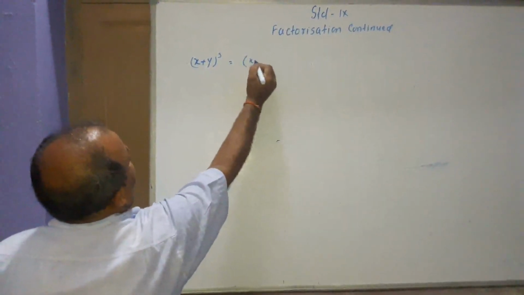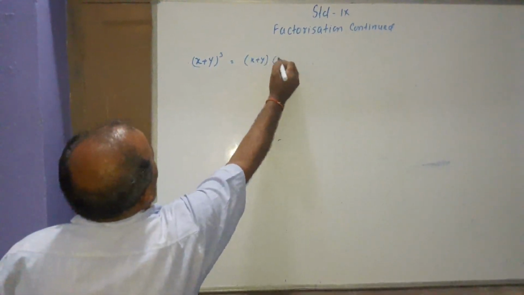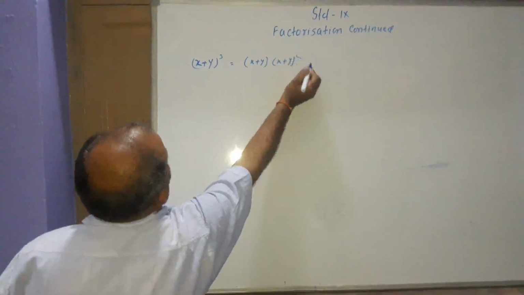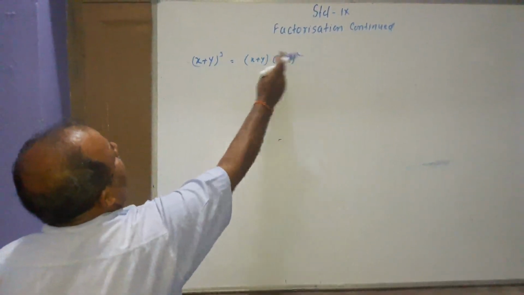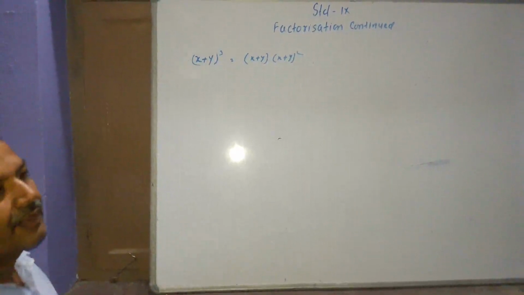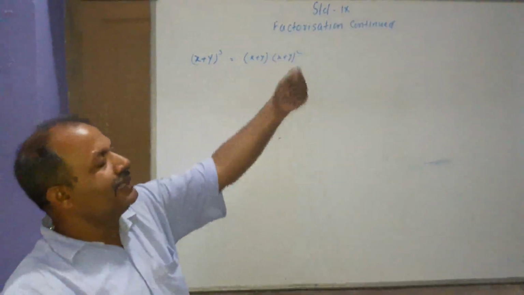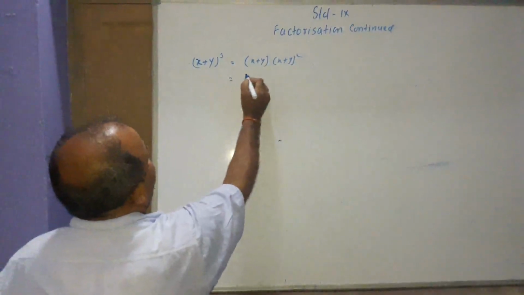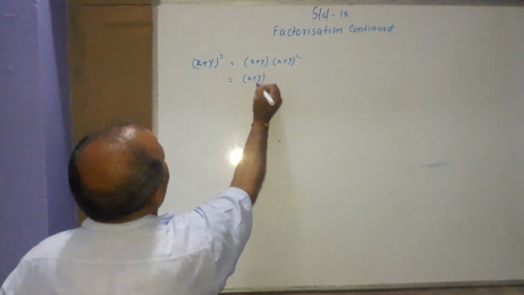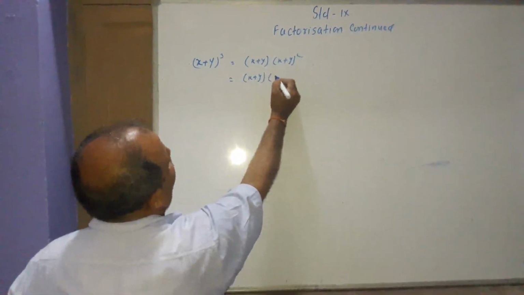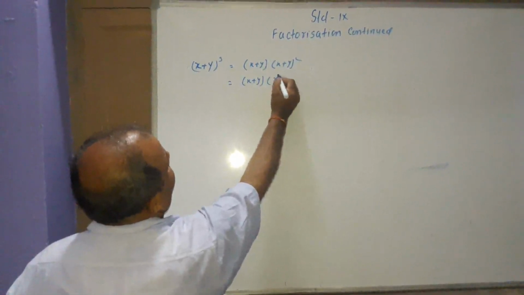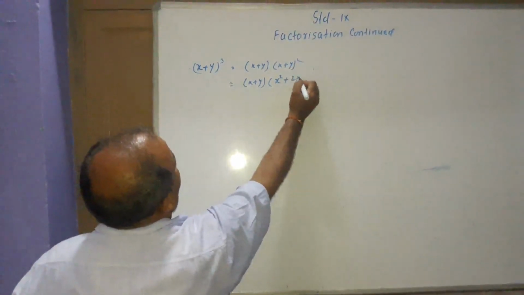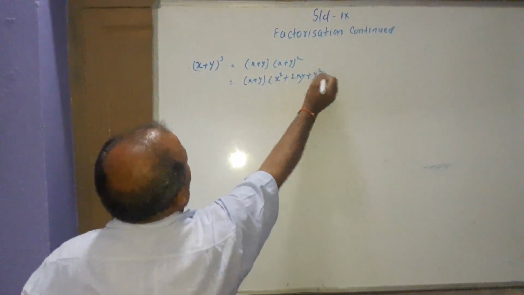Here x plus y into the square of x plus y. 1 and 2, this will give 3. When the bases are the same, then the powers are added. Here you know the square of x plus y will give x square plus 2xy plus y square.